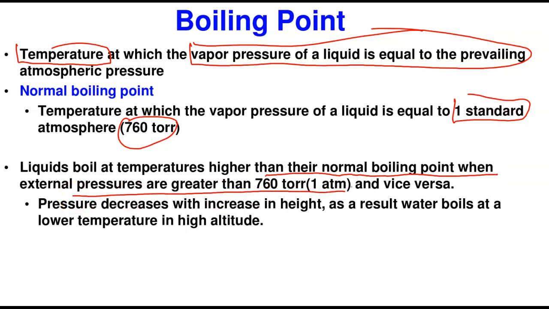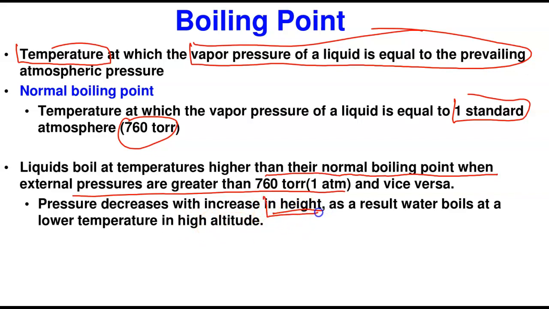If the pressure is too high, liquid will boil at a higher temperature, and vice versa. So if the pressure is low, liquid will boil at a lower boiling point. What that simply means is that, remember, the higher you go in altitude, the lower the pressure, and the lower the pressure, the lower the boiling point of water. So pressure decreases with increase in height, of course.